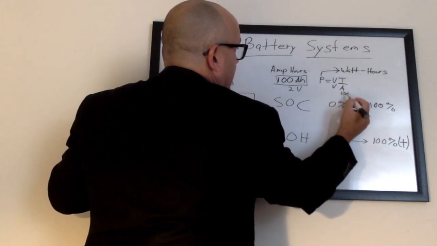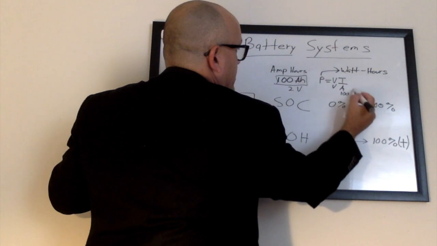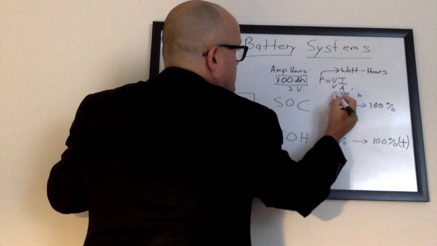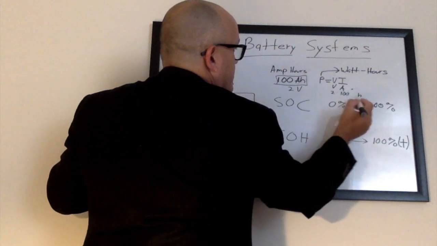100 amp hours. We already have hours, right? Right here. Volts 2. All right. 2 times 100 is 200. Okay.